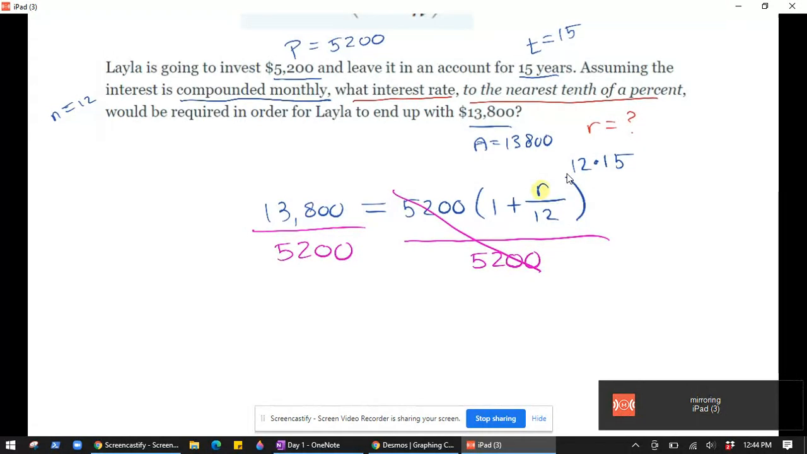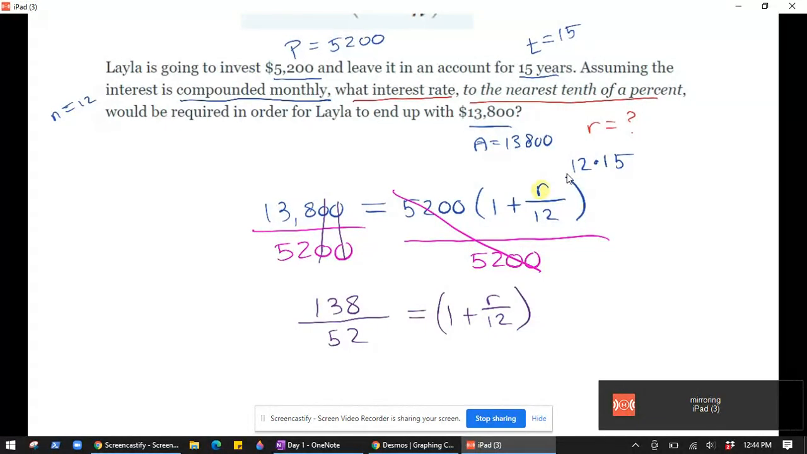And a lot of these money problems, just as a little trick, end with a couple zeros. Don't forget that this division is pretty easy. You can just divide both of those sides, the numerator and denominator, by 100. That might save a few button pushes. So why don't we do that? Now I've got 138 divided by 52 is equal to 1 plus R over 12.